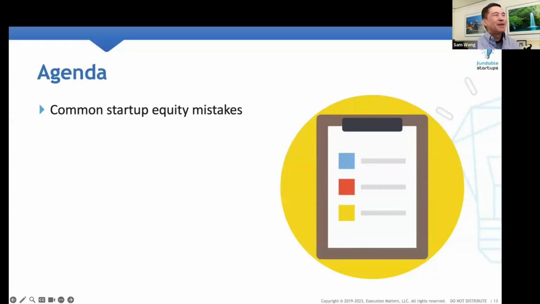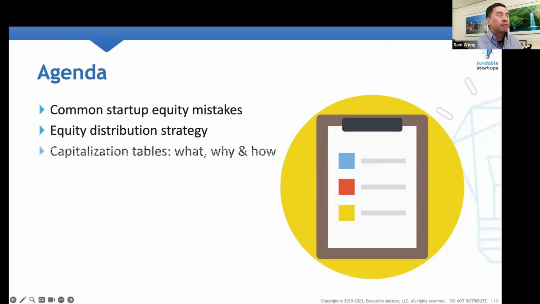Okay. In this session, we are going to talk about common startup equity mistakes. Then we'll talk a little bit about equity distribution strategy as you as a founder. How do you distribute equity? How do you share it? Then we'll get into capitalization tables, or cap tables for short: what they are, why you want to get them a certain way, and how to build them.